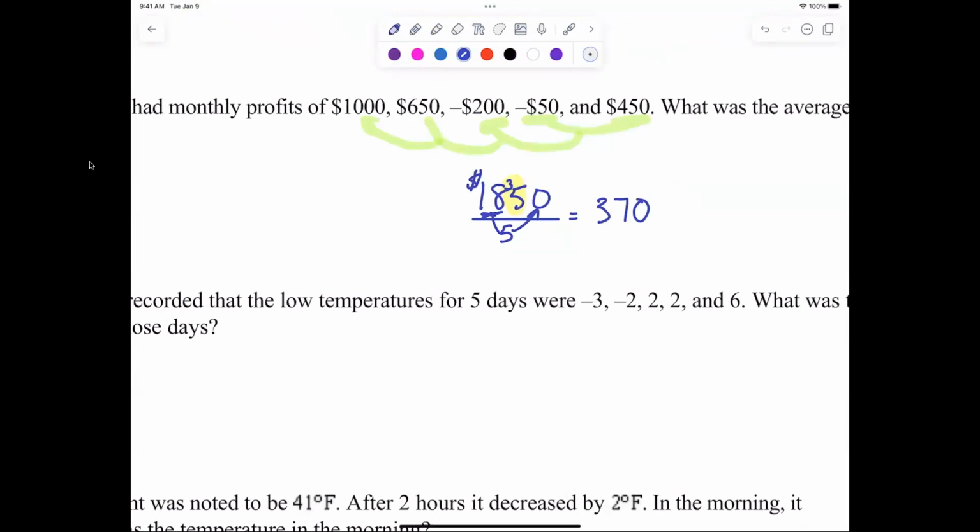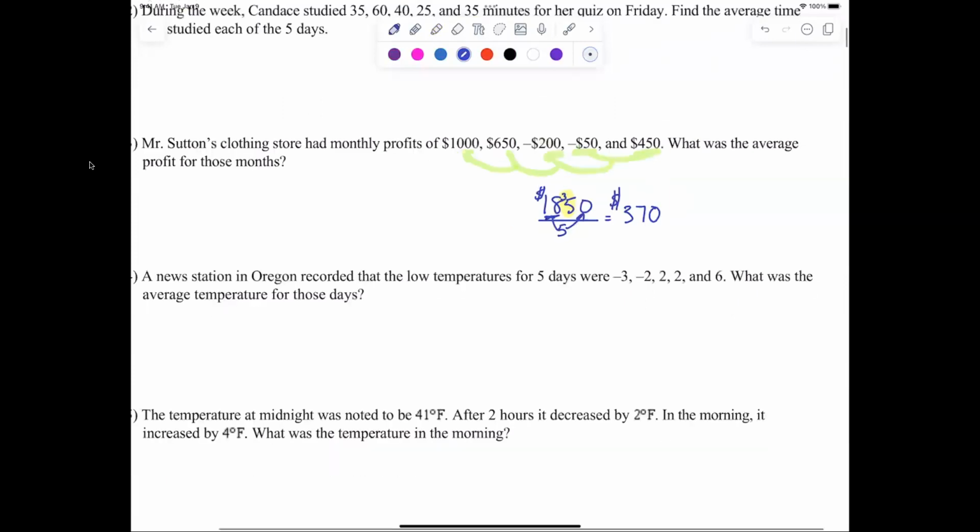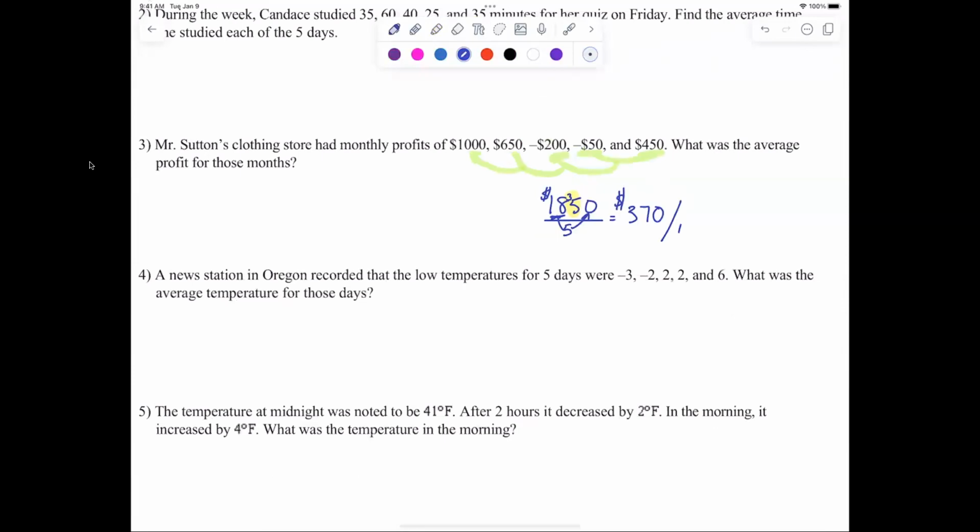$370. Right, $370 a month, per month. That's exactly correct. That's what's on your paper, 370 per month. Now, Sawyer, what was your question, bud?